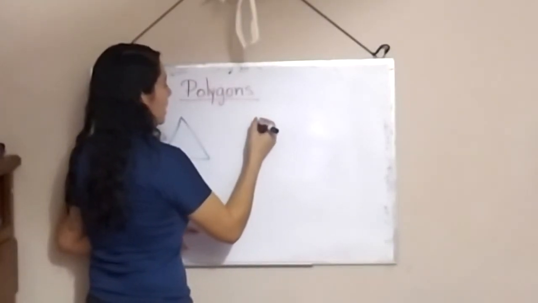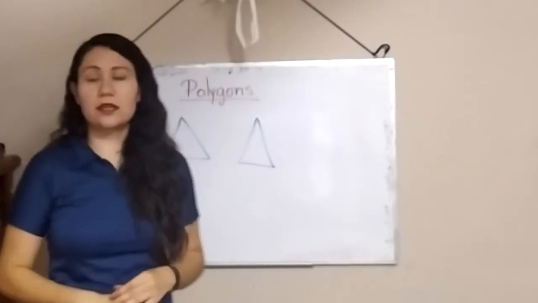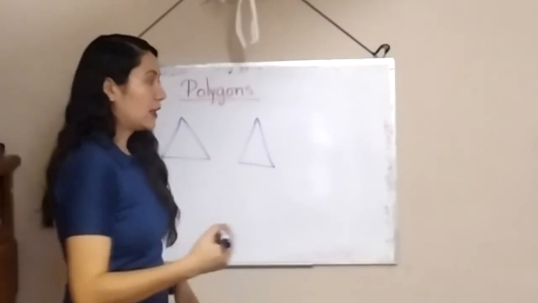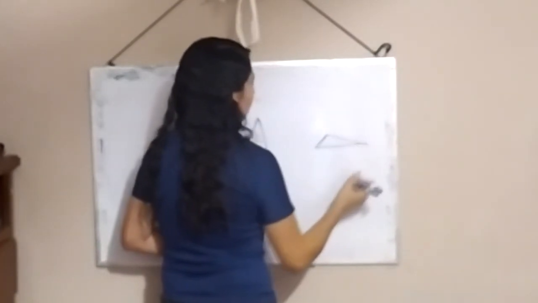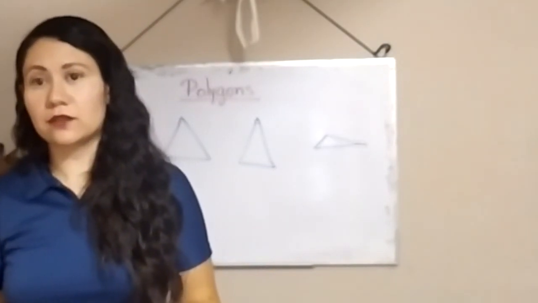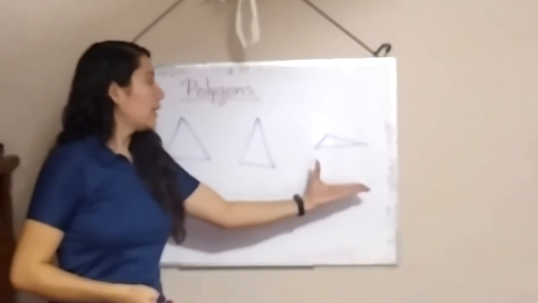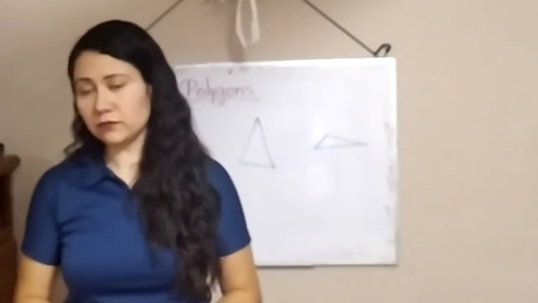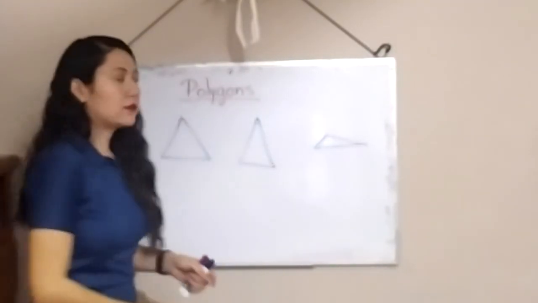Then we have the isosceles. The isosceles triangle has 2 equal sides and 1 different side. And the third one is scalene triangle. A scalene triangle has no equal sides. So, isosceles and scalene triangle are irregular polygons. Another way to classify triangles is by their angles.